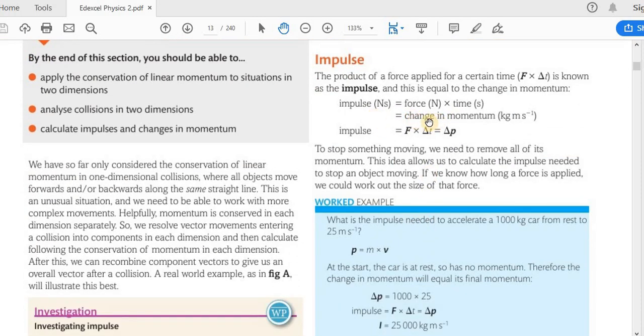Again, you can see the equation for impulse. The unit of impulse is newton seconds. We can also write this in SI base units, because impulse is change in momentum. Momentum has the unit kilogram meters per second. The unit of mass is kilogram and the unit of velocity is meters per second, so in SI base units it will be kilogram meters per second.